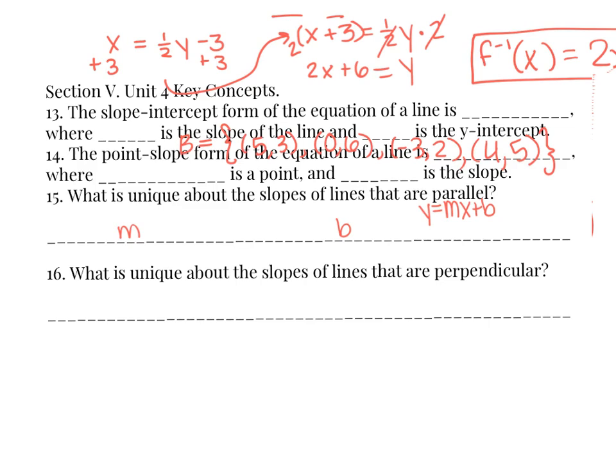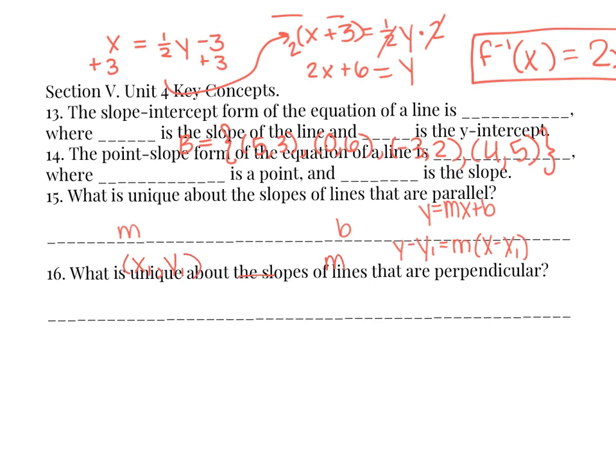Then I've got 14. The point-slope form of the equation of a line is, this is what I did on the very first page, y minus y sub 1, signifying that y coordinate, equals m times x minus x sub 1, signifying that x coordinate. Where our point, it says blank is a point, so I'm going to call that x sub 1, y sub 1. That's my point that I would plug into my point-slope. And again, m is the slope.